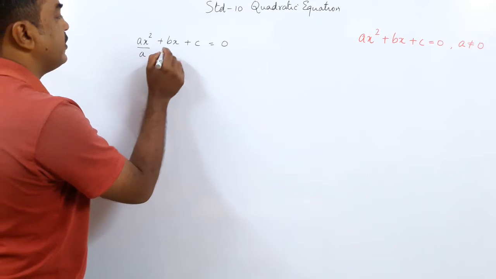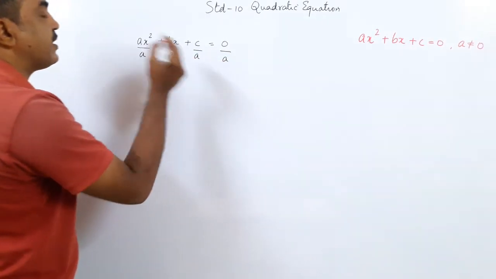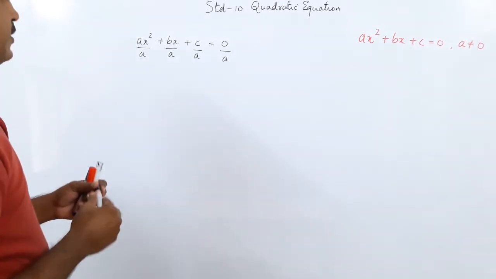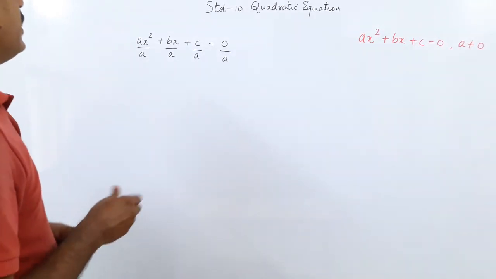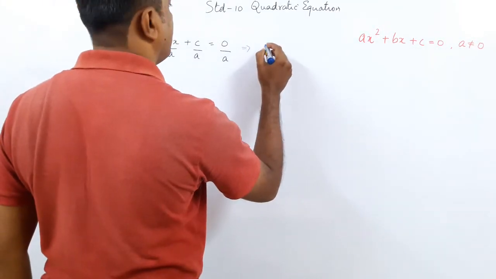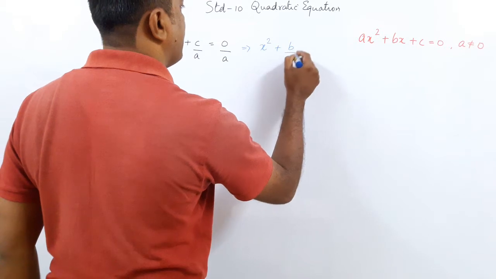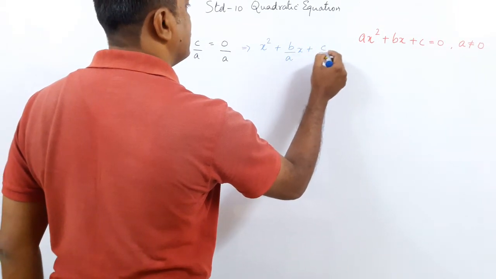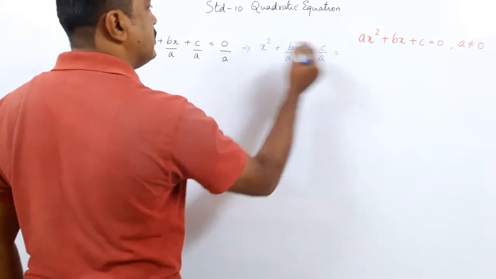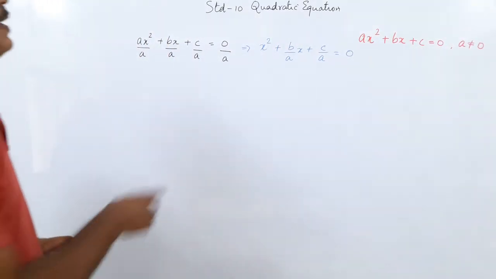So I will divide everything by a. The left side and the right side both are divided by a. When I divide both of them by a, what do I get? I get x square plus b by a x plus c by a, and 0 by a still remains a 0. So I got x square plus b by a x.